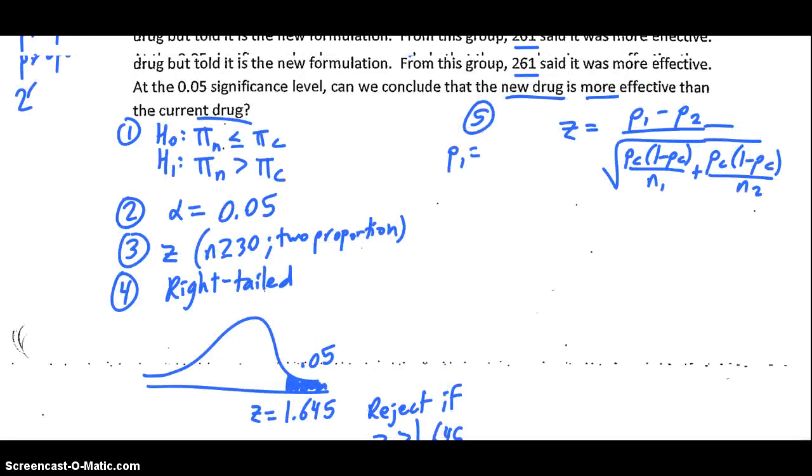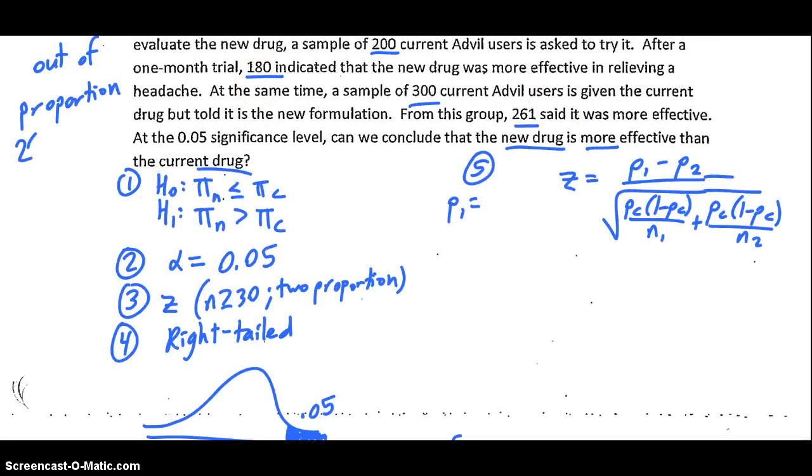Proportion 1 is the first one that we list in this part of our problem. So it deals with the new drug. So we need to go back up to the new drug, and that is 180 out of 200. It may not necessarily be the first one listed, okay? So make sure you're matching up. First goes with first. 180 out of 200, by the way, is 0.9. P2 is the other one. It's the one that comes second. That's the current drug, and that's 261 out of 300. And when you turn that into a decimal, you get 0.87.